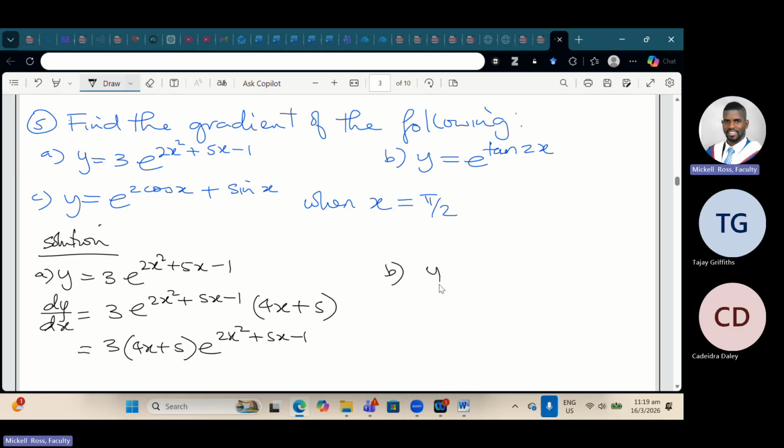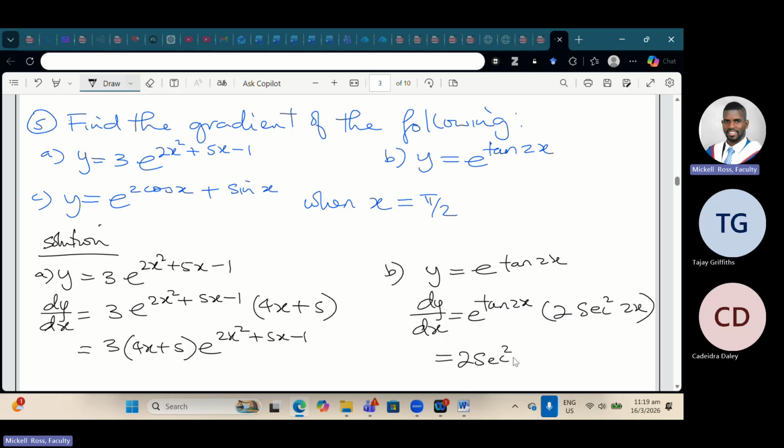B, we're going to have y is equal to e to the tan 2x. So derivative is going to be e to the tan 2x times the derivative of the power, which is going to be 2 sec squared 2x. So your final answer is going to be 2 sec squared 2x e to the tan 2x.